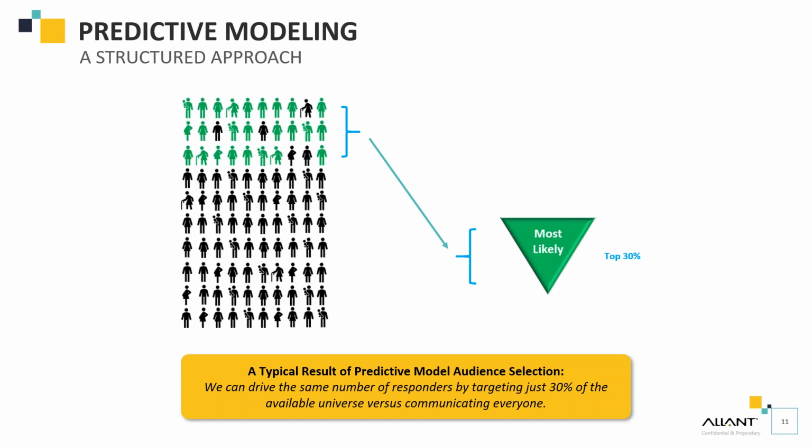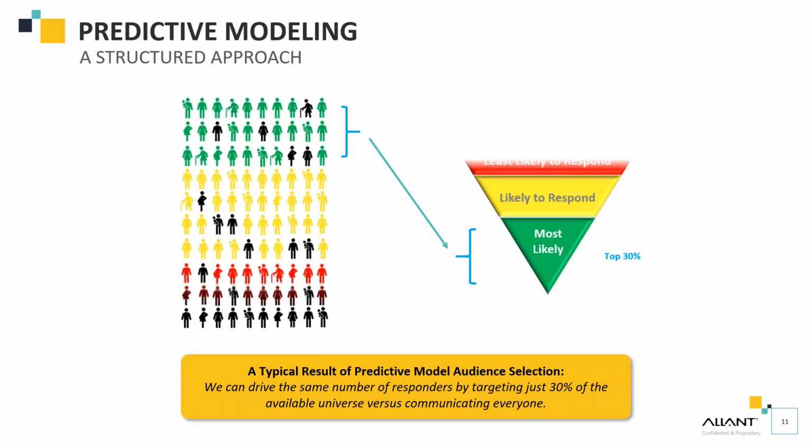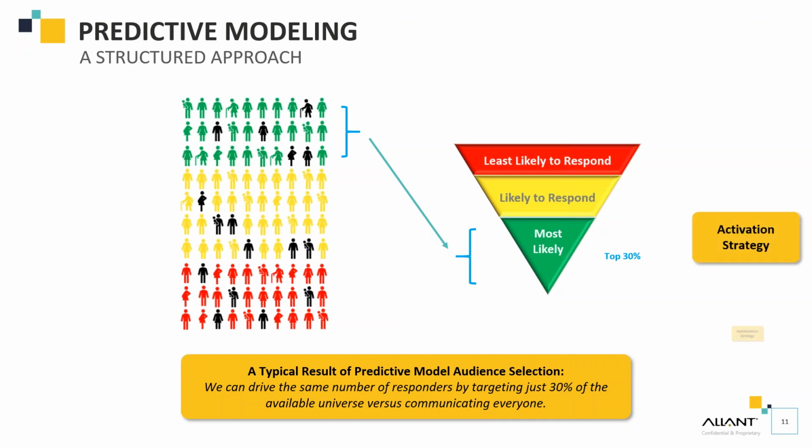It's like we can drive the same number of responders by targeting just 30% of the universe as compared to communicating to everyone. So, as mentioned, the predictive model is all inclusive. The entire universe is actually scored and ranked in order. And this is extremely important when we think about how we're going to activate and how we're going to optimize this model and optimize audience selection moving forward. All right, so we'll get to that in a little bit.